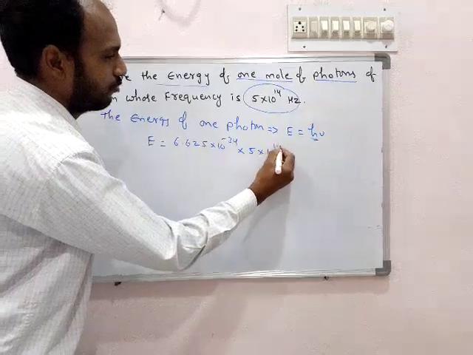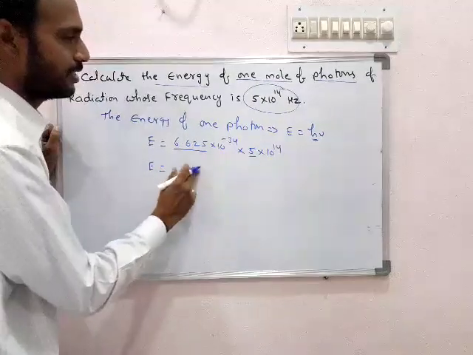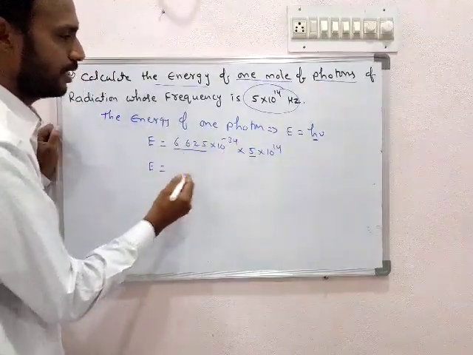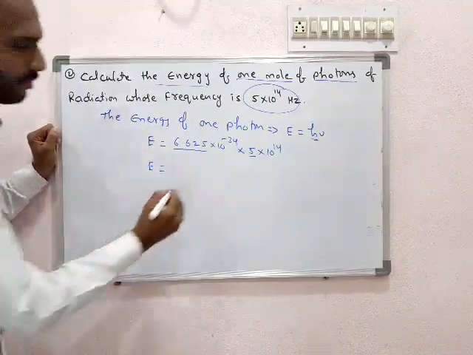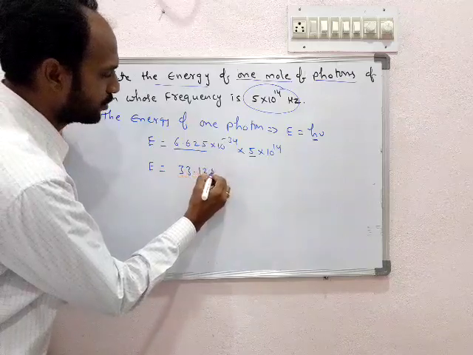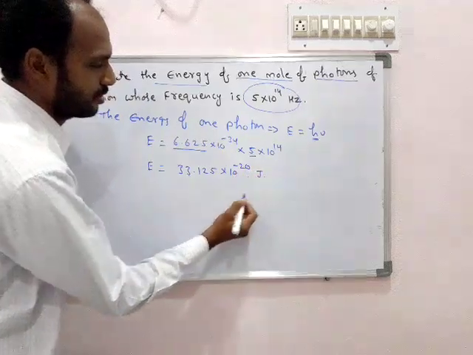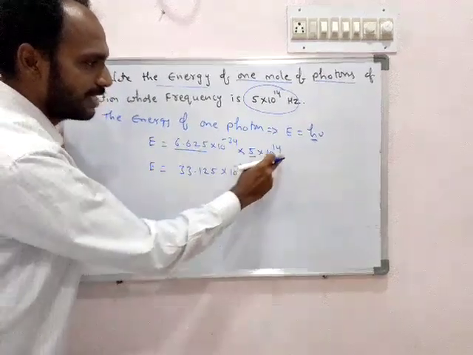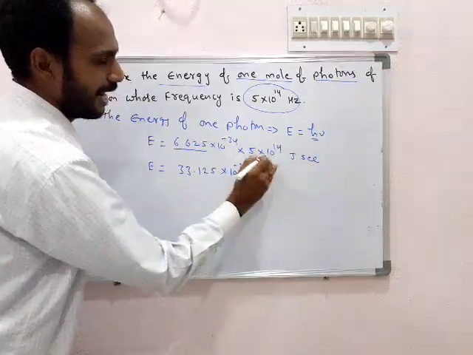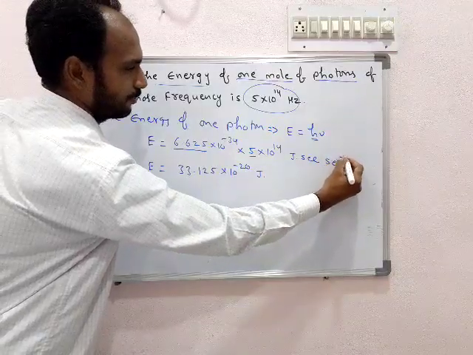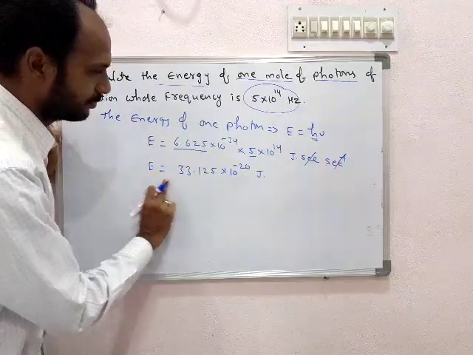Nu value 10 power 14. So 6.625 into 5, it is approximately 33.125 into 10 power minus 20 joules. It is joule second, hertz means second inverse, so it becomes joules. Means the energy of one photon is this much.